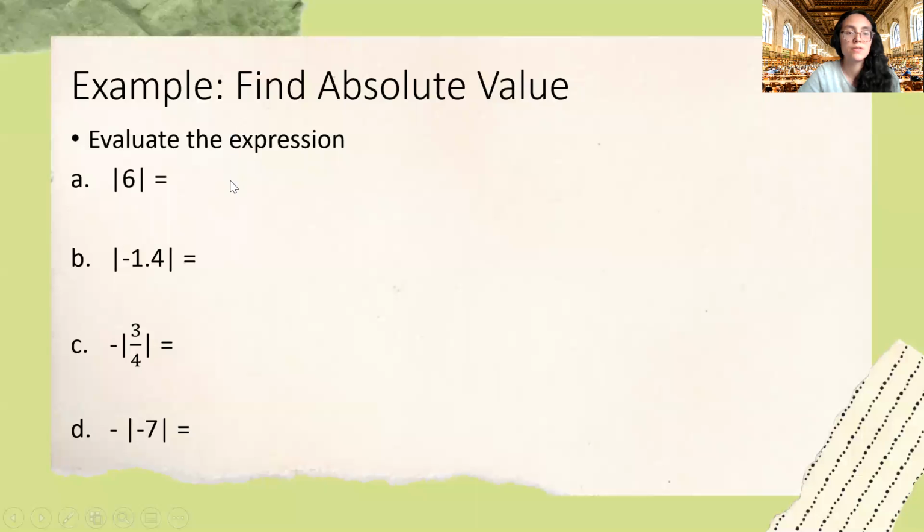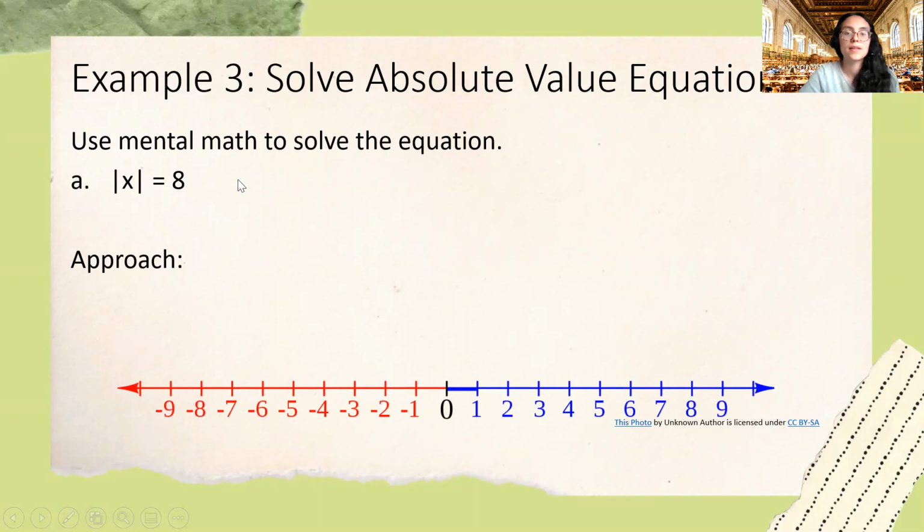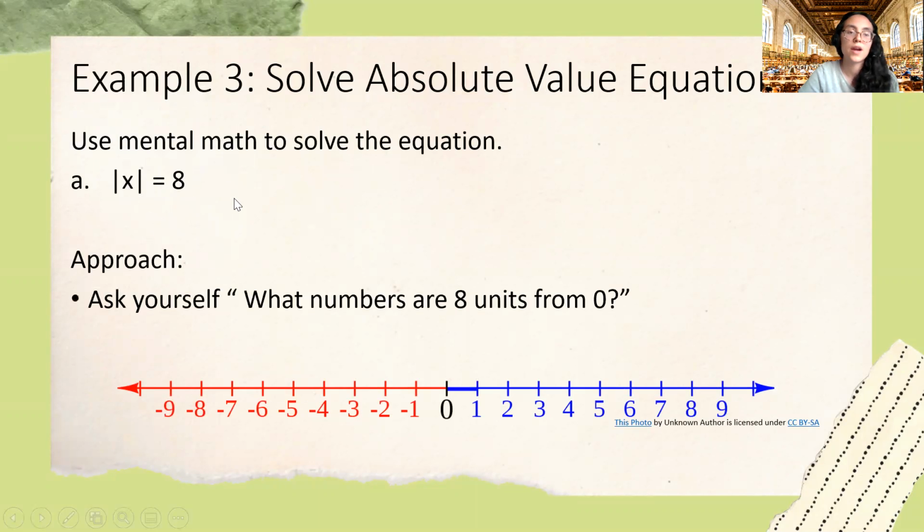So we're going to continue. And here is our example where we're asked to solve an absolute value equation, and our directions are to use mental math to solve the equation. So we have the absolute value of x is equal to 8, and we're asked to find what is x. So our approach here is that we're going to ask ourselves what numbers are 8 units from 0. So remember, here's 0, and we have a left side and a right side. We can just count. We can go 1, 2, 3, 4, 5, 6, 7, 8.